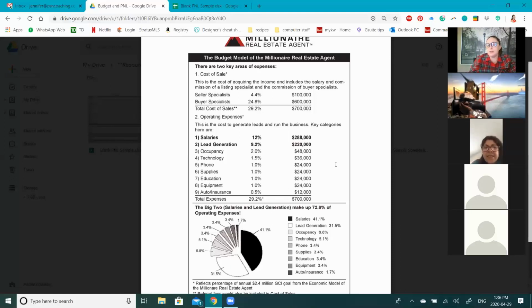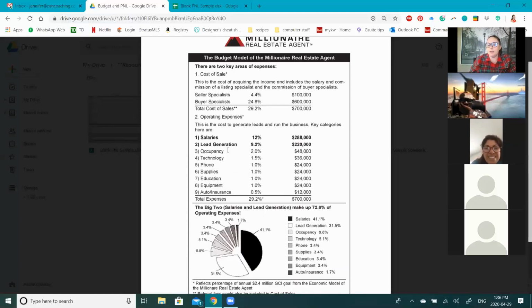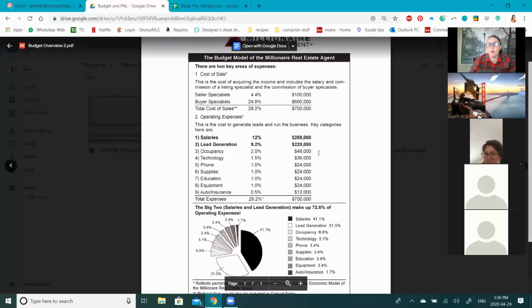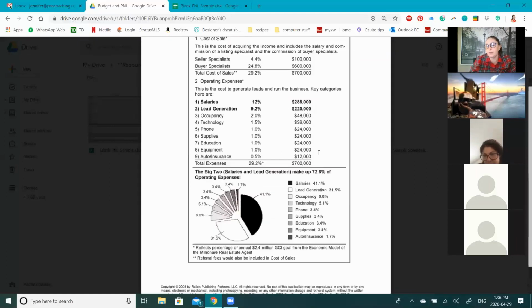Some people, it goes towards the cost of implementing new systems into their business, or it can go towards the cost of buying an income property. Depends on what you want to do with it.